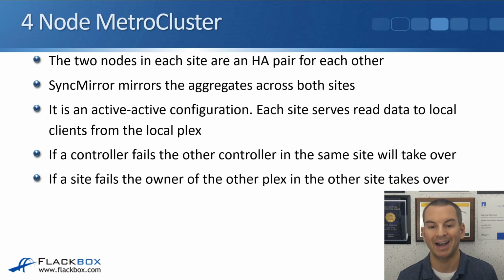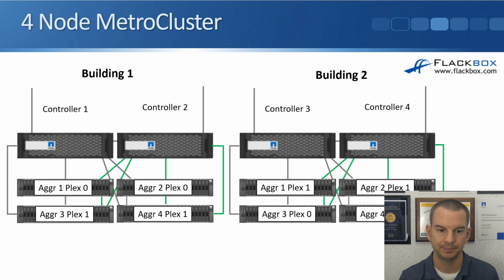Sync mirror will mirror the aggregates across both sites, and it's an active-active configuration. Each site serves read data to local clients from the local plex, and also one site is going to be the write copy for each aggregate. If a controller fails, the other controller in the same site will take over. So if it's just a single controller that fails rather than the entire building, it's the controller in the same site that will take over for it because it is that node's HA partner. If a site fails, the owner of the other plex in the other site will take over for that data.